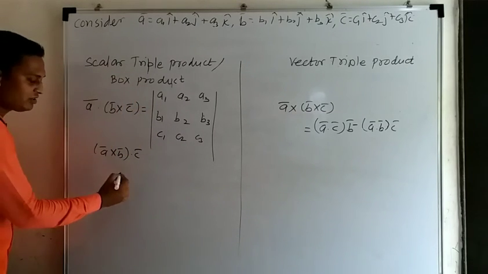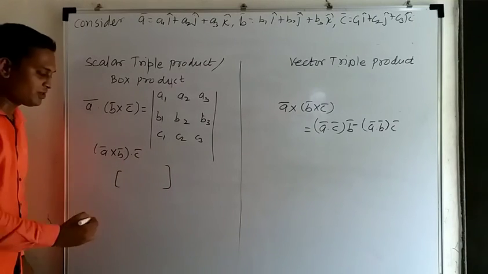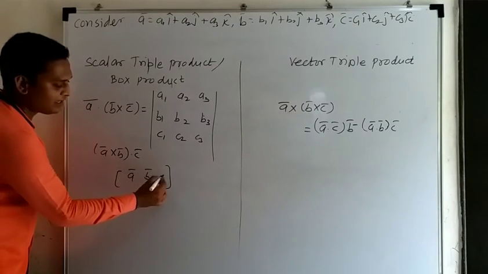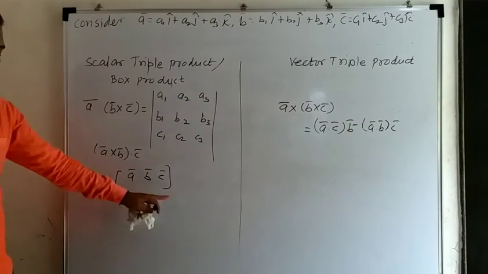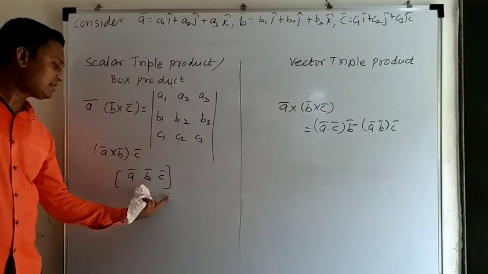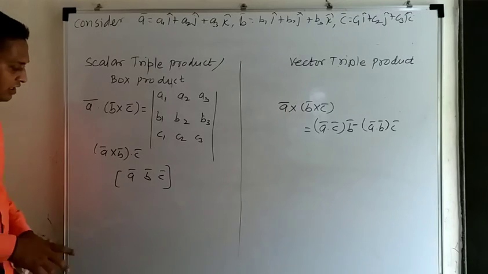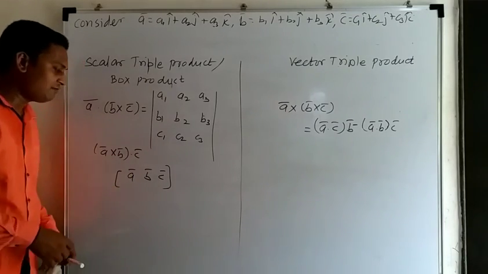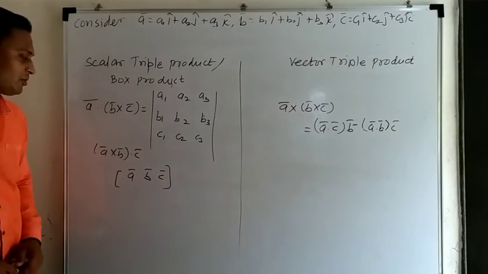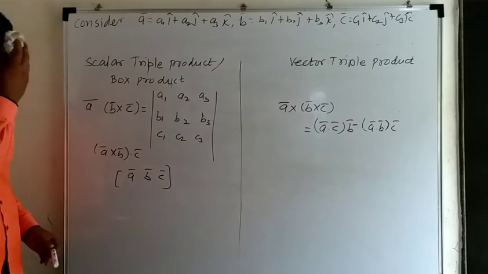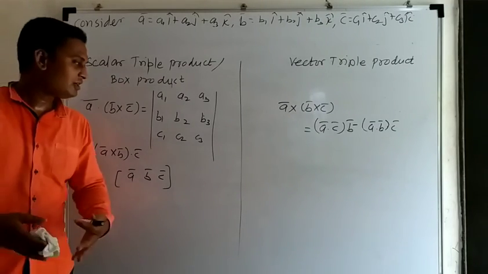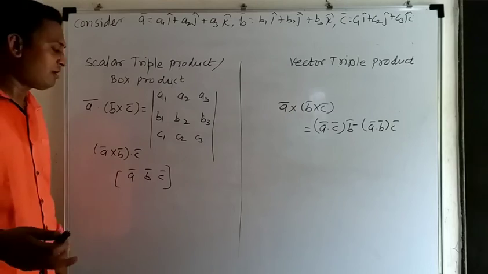Why is it called the box product? We can use the box notation for this product. Inside the box you simply write A, B, C. So this is our other notation for the box product. The cyclic interchange of the vectors doesn't change the value of the product. This is one of the properties of the box product. There are many properties, and we'll discuss them later on.